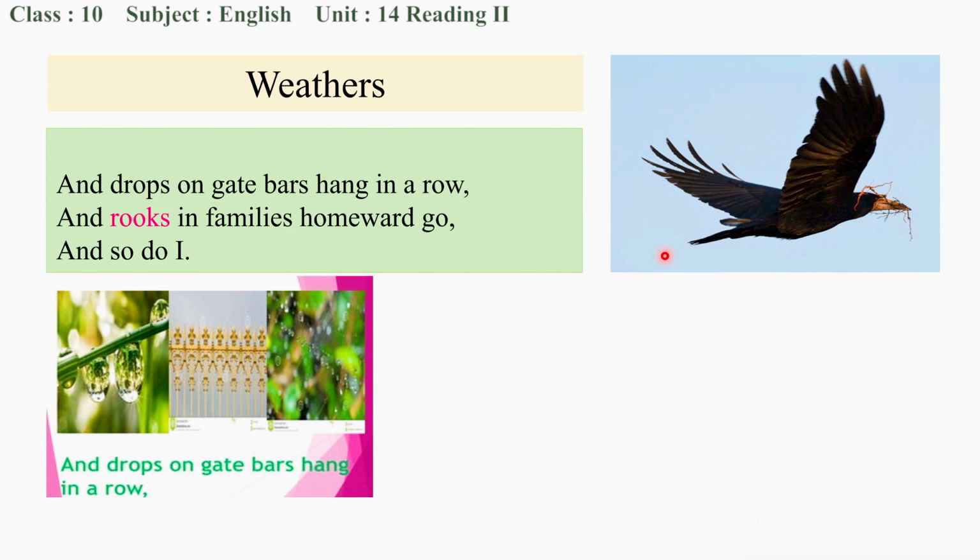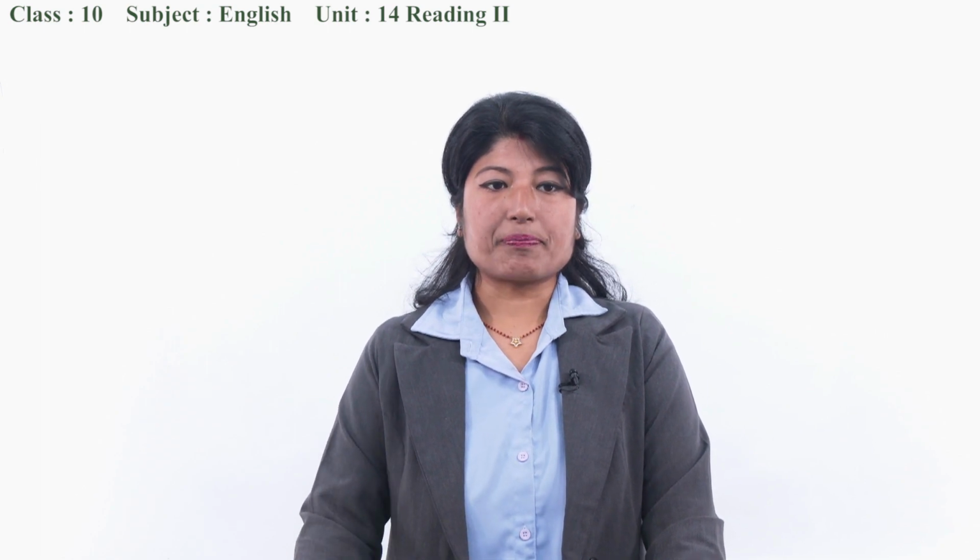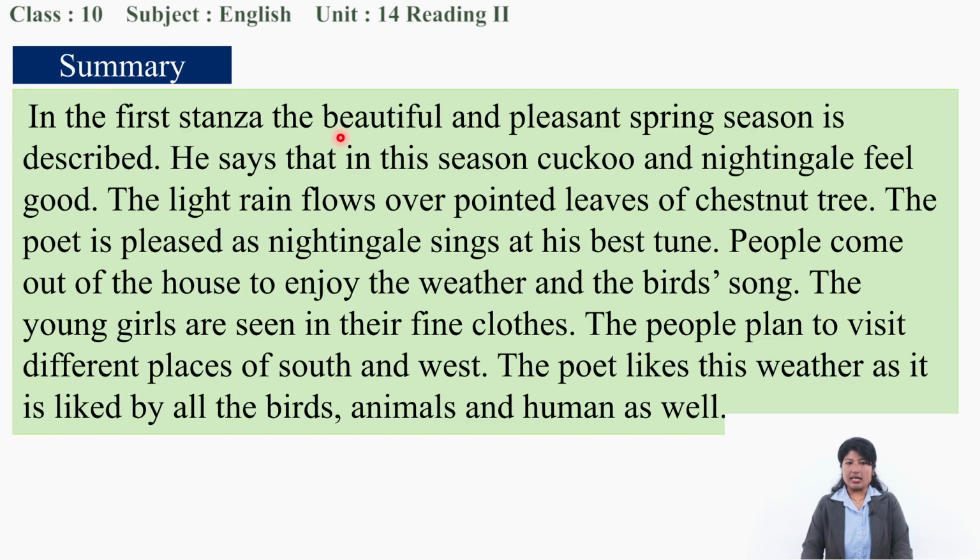So overall, if we summarize it, here's the summary. I have brought a summary to help you get this poem. Okay, so in the first stanza, the beautiful and pleasant spring season is described. He, the poet, says that in this season cuckoo and nightingale feel good. The light rain flows over pointed leaves of the chestnut tree. The poet is pleased as the nightingale sings at its best tune. People come out of the house to enjoy the weather and the birds' song.